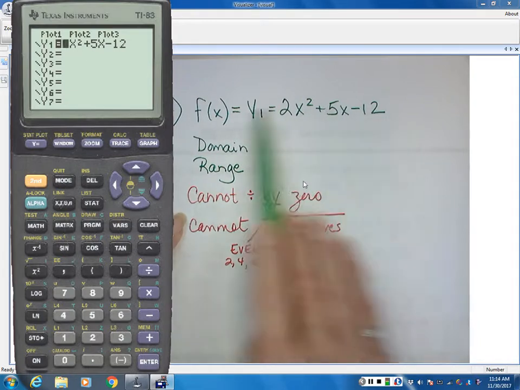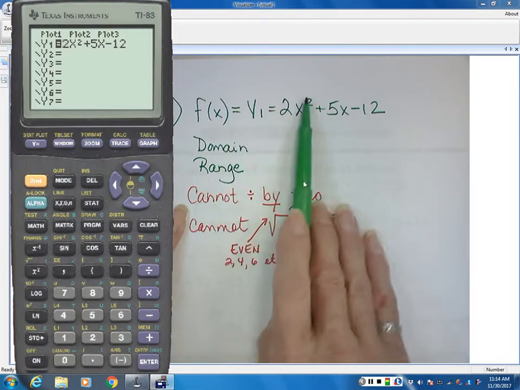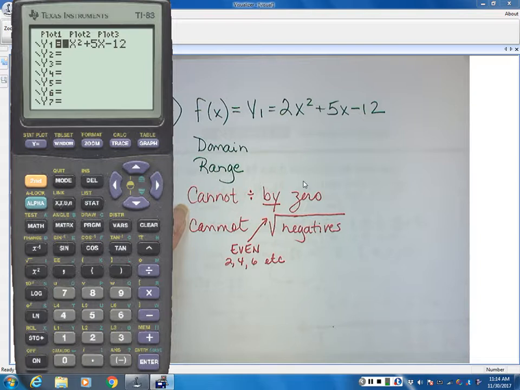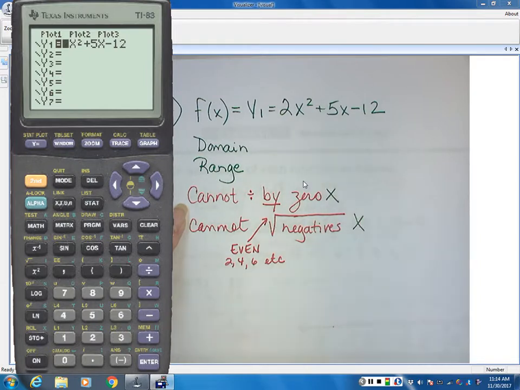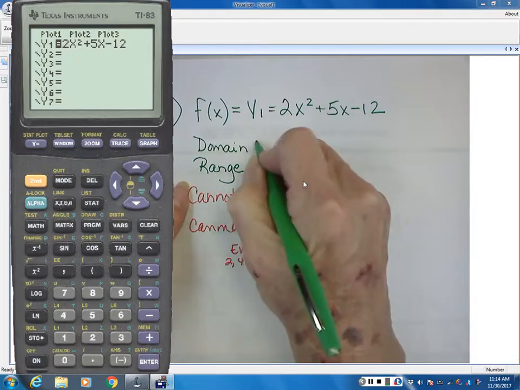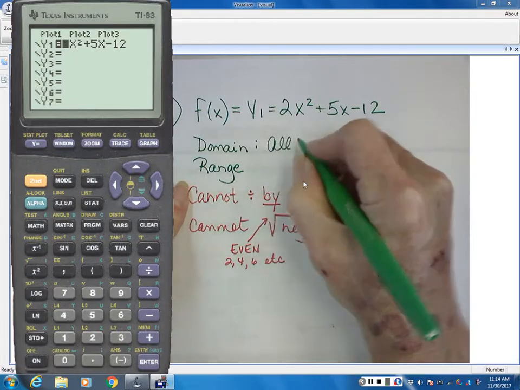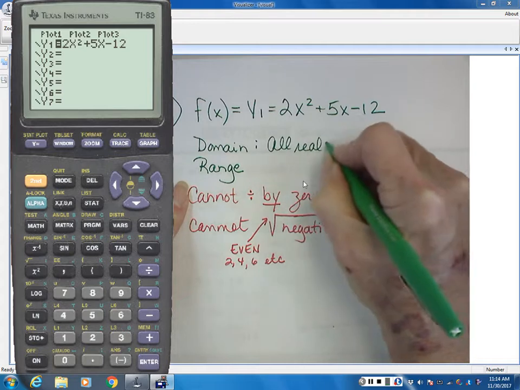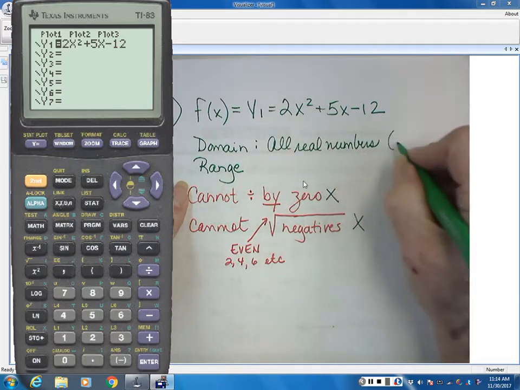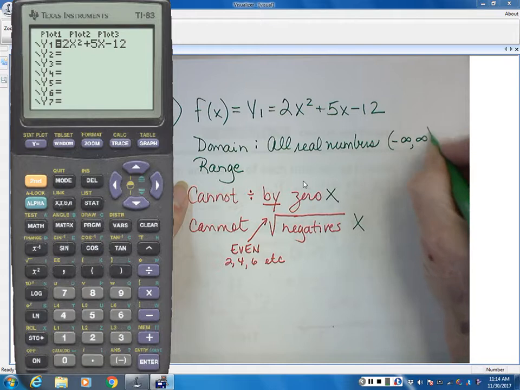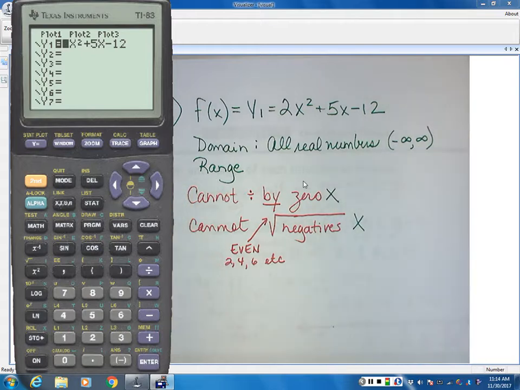So nothing in here, all f of x is doing is squaring and multiplying and adding and subtracting. It never divides by zero. It never takes an even root of a negative. So we don't have to worry about what we call domain restrictions. When we know this is true, we know that the domain is all real numbers. And we don't need a calculator to tell us that, although the calculator will verify that for us.